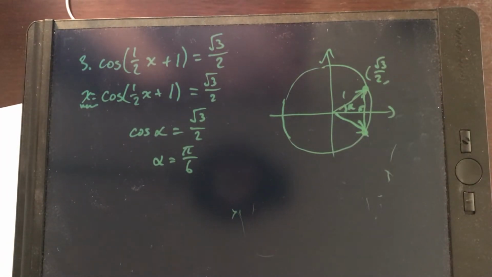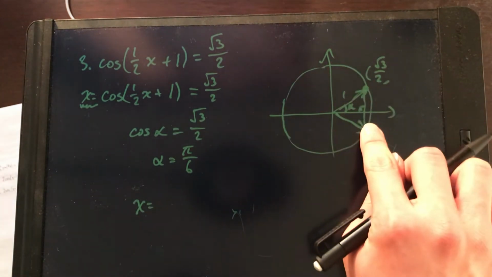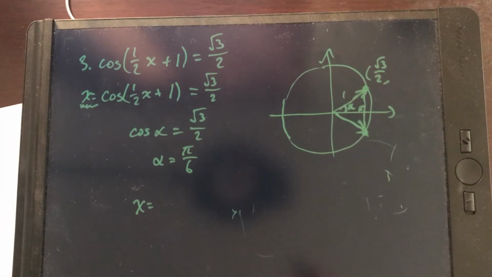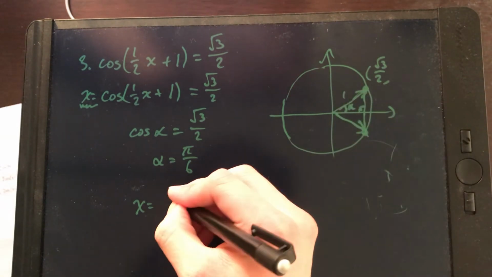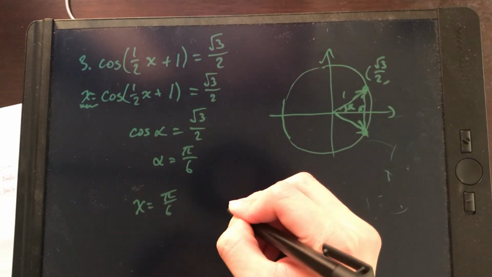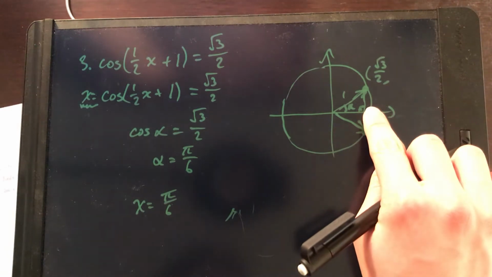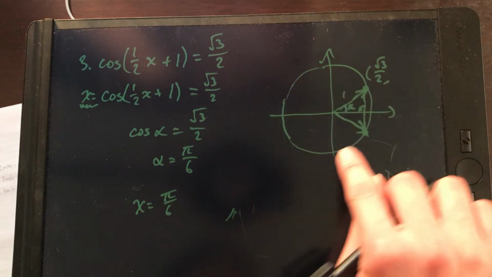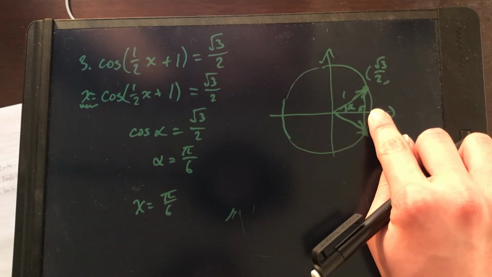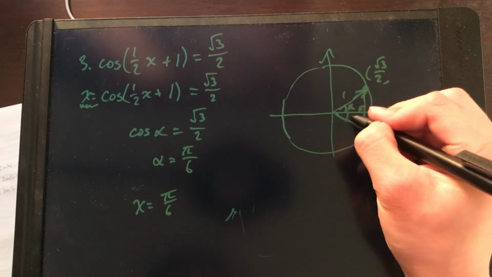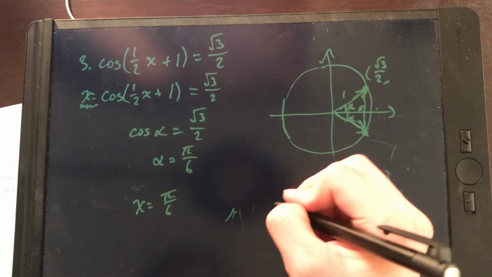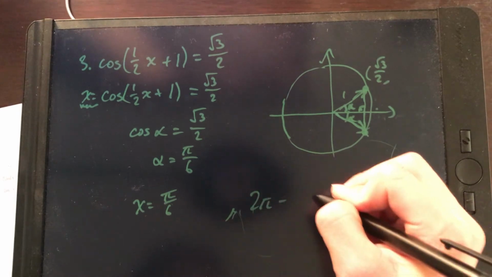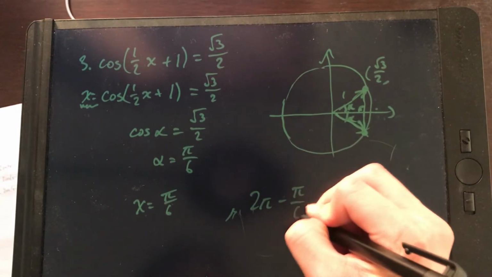So what do we do now? Of course, we need to figure out our general solution. So how do I get to the first arm? How do I get to the second arm? And then I'm going to add multiples of 2 pi. So to get to the first arm, I could just go in alpha, which is pi over 6. To get to the second arm, I could go, well, 2 pi is almost there, but I've overshot. So it's going to be 2 pi minus alpha. So our other solution is 2 pi minus pi over 6.